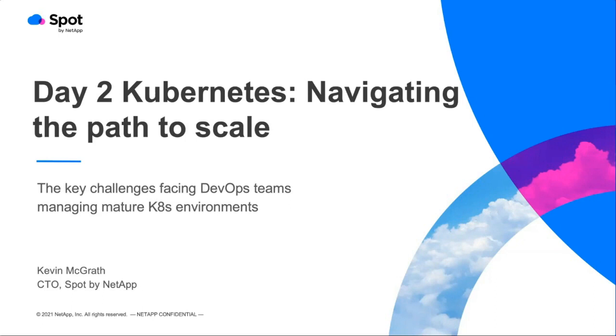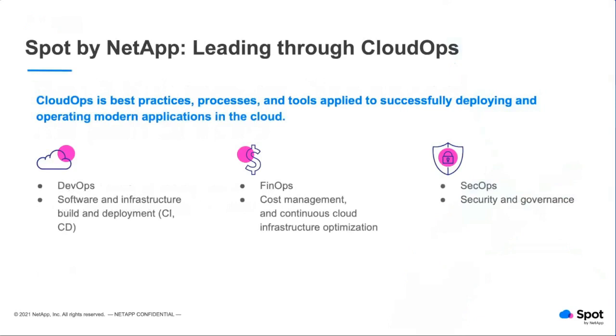What is day 2, and what does that mean for Kubernetes and what you're doing? So first, a little bit about Spot by NetApp. We lead through what we call Cloud Ops. Cloud Ops is everything that you need to do in the cloud, and that's really built on 3 different pillars.